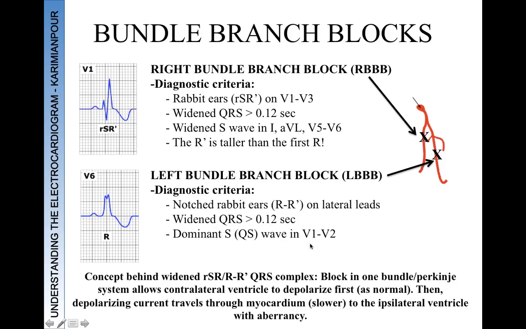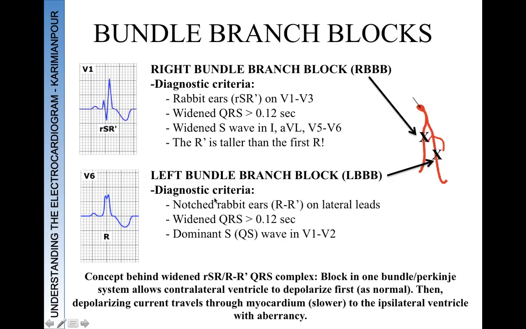And in V1 and V2, on the right-sided leads, you should see a dominant S wave. And actually, this is called a QS wave, and it's very wide, and you'll see in the examples, this is probably the most striking thing that we look for or that we see first. That makes us think that there's a left bundle branch block, and then the notched rabbit ear or RR prime, if you will, is sort of like a secondary finding oftentimes.